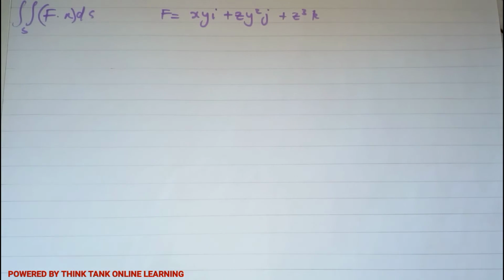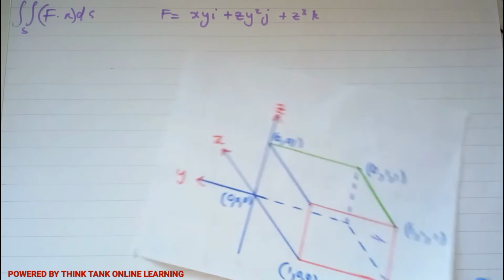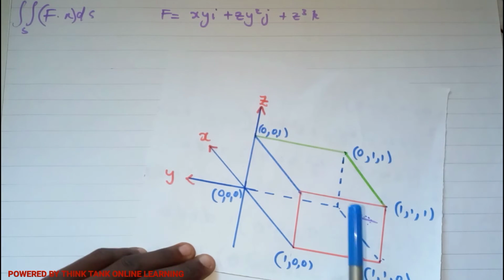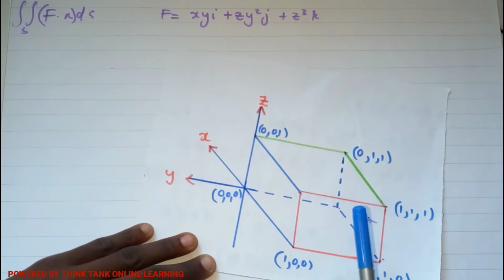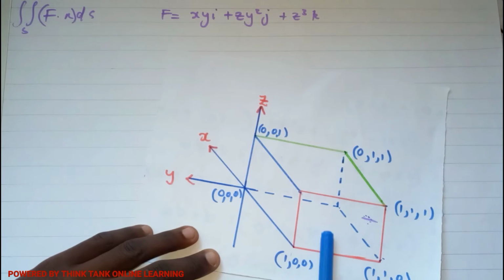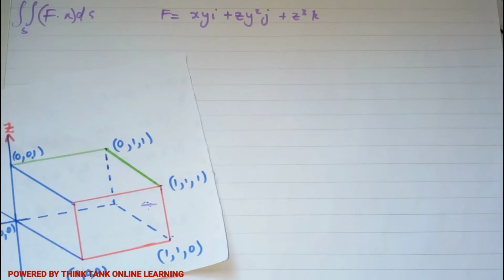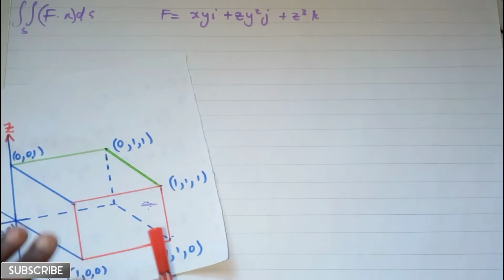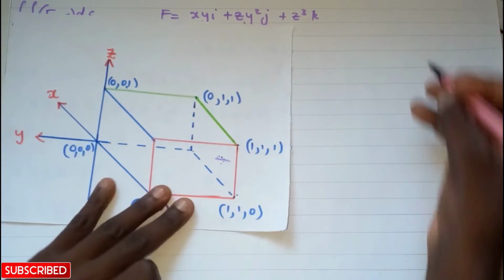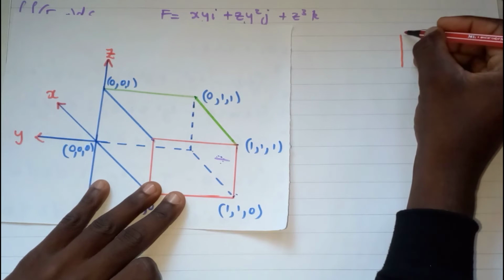Okay, so now I want to evaluate the flux of each and every face. I'm now referring to them as surfaces. The first thing I'm going to do is start with this surface, the red surface.